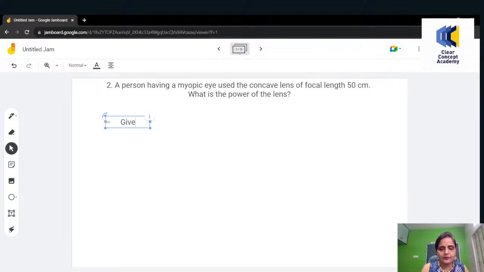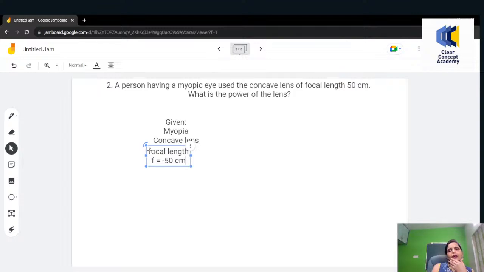So here you have given the defect is of myopia. The lens used is of course concave lens. Sometimes they simply mention the defect. At that time you must remember that to correct the myopic defect, the person is using the concave lens. And once you know that it is the concave lens, the focal length of the concave lens is always negative. So focal length f is negative.